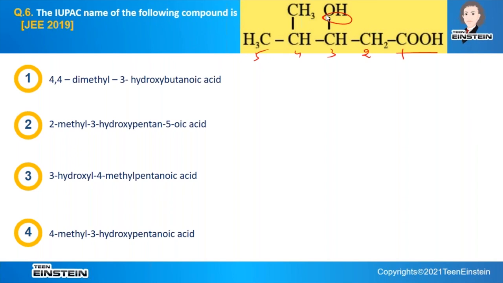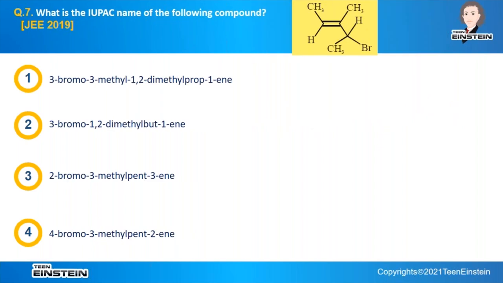So here the naming it is used as a prefix. So the final IUPAC name of this structure is 3-hydroxy-4-methylpentanoic acid. Here the hydrocarbon contains 5 carbons, so it comes naming as pentanoic acid.